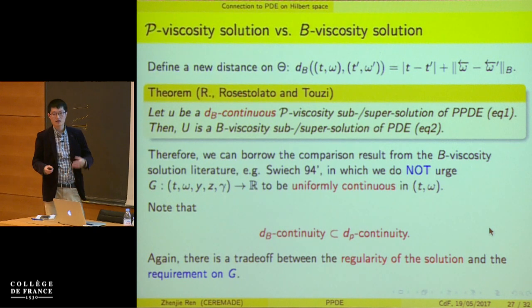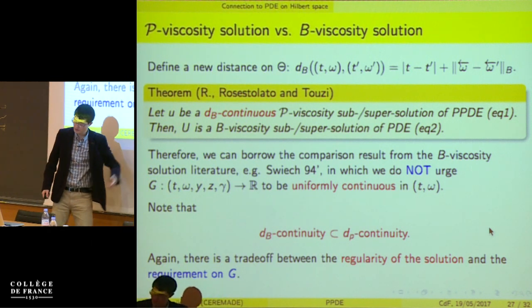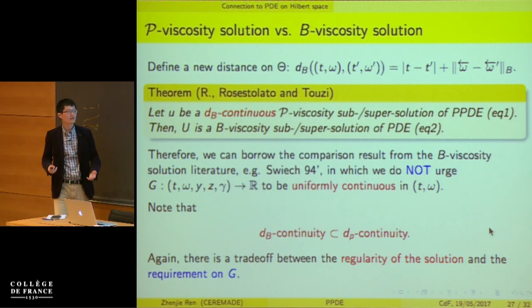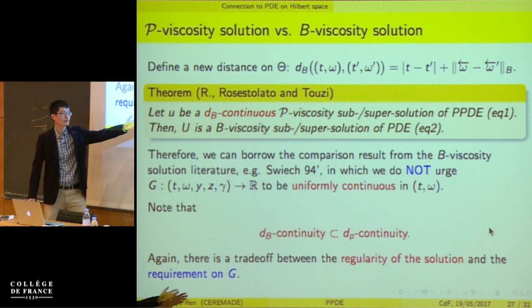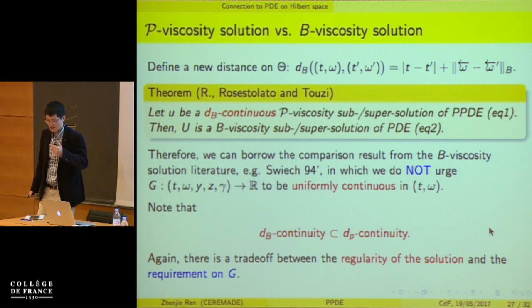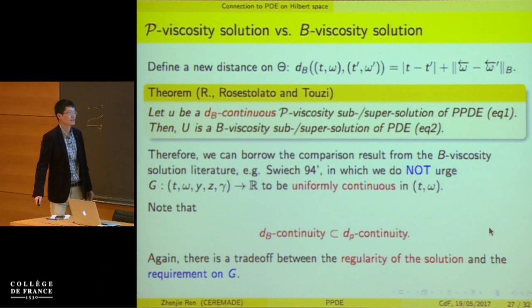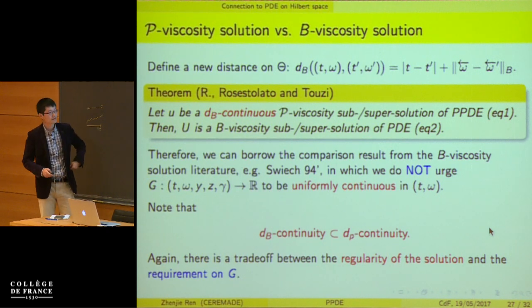And there are a lot of applications in which the value function cannot be D_B continuous. So it's again a trade-off between the regularity of the solution we want to compare and the requirement of the generator G. So we do another trade-off, okay? But I'm not saying the trade-off is necessary. We are just not able to prove it now, okay? But well, if we want to use this result, we'll make this trade-off.